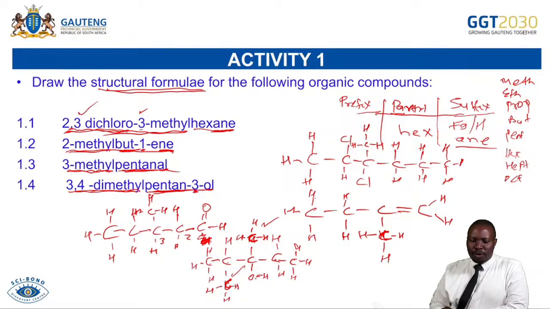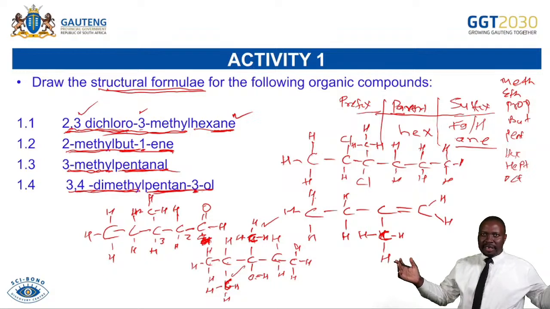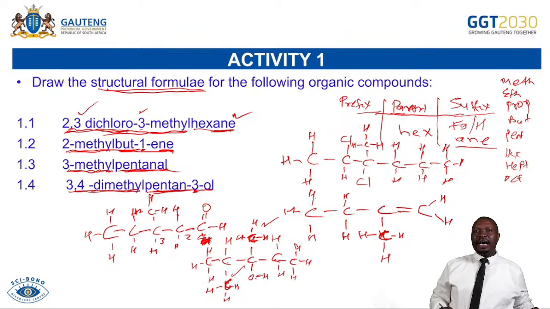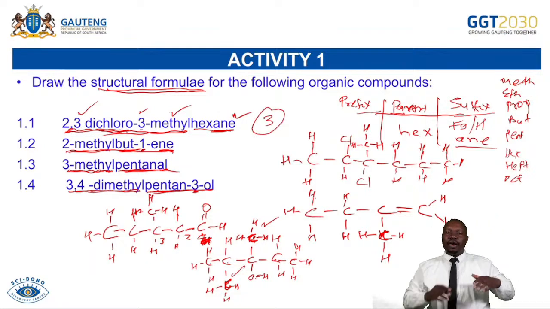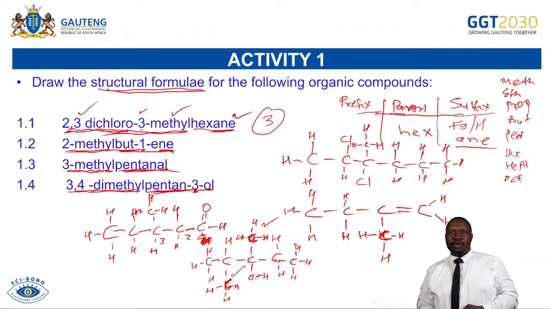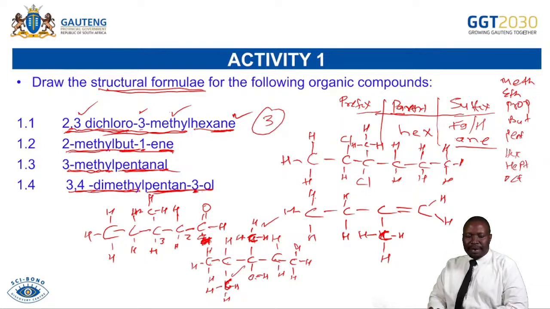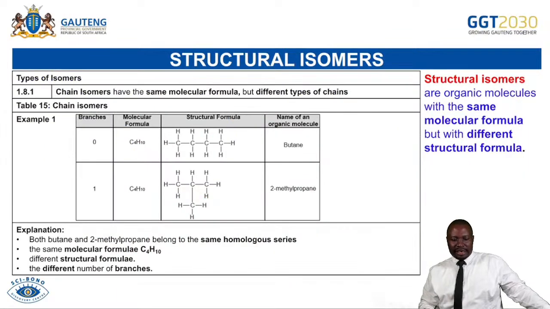And when we mark, you will find that we're going to give you a mark for writing hexane there. Correct parent, 6 carbons. We're going to give you a mark for identifying the substituents correctly. That is mark number 2. We're going to give you another mark for the correct numbering. So it's important that you know that this question can be worth 3 marks, and you can always collect those marks. So please practice as many problems as possible, and you will be able to see that this is not difficult.